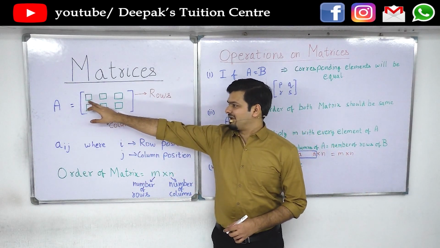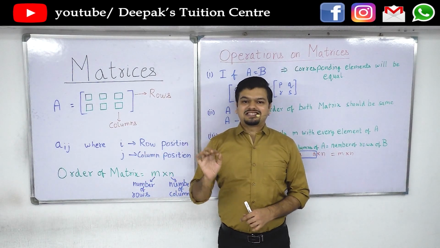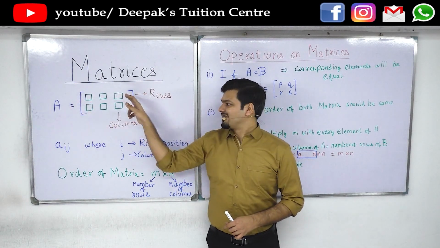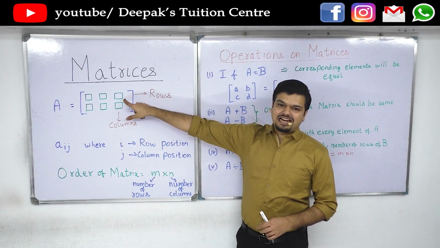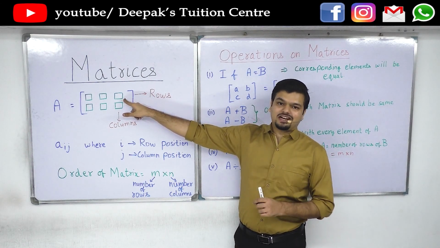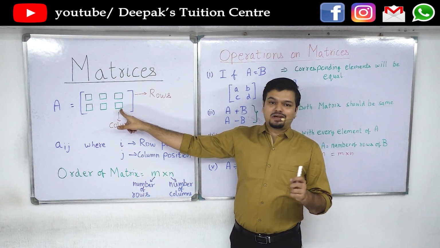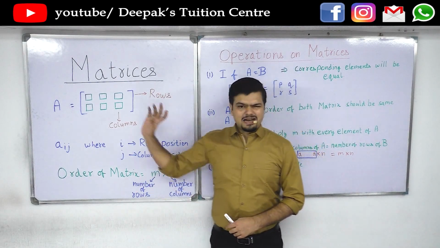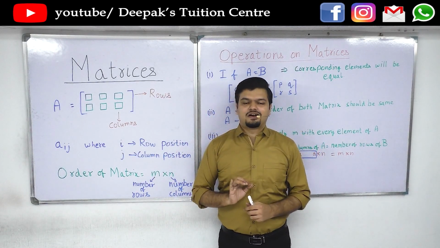So if I want to represent this element, I will write A11. That simply means first row, first column. So the element present in the first row and first column is A11. This element will be represented as A13, first row, third column. This element will be represented as A23, that is second row, third column. Representation is not a big deal, but if it is given in the question, do not be scared of it.